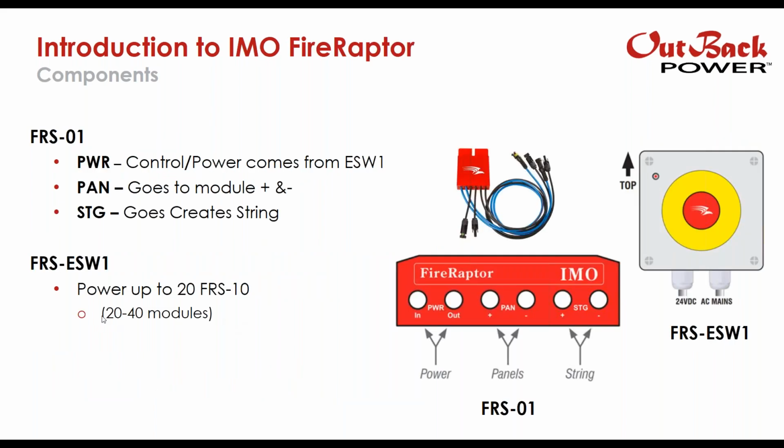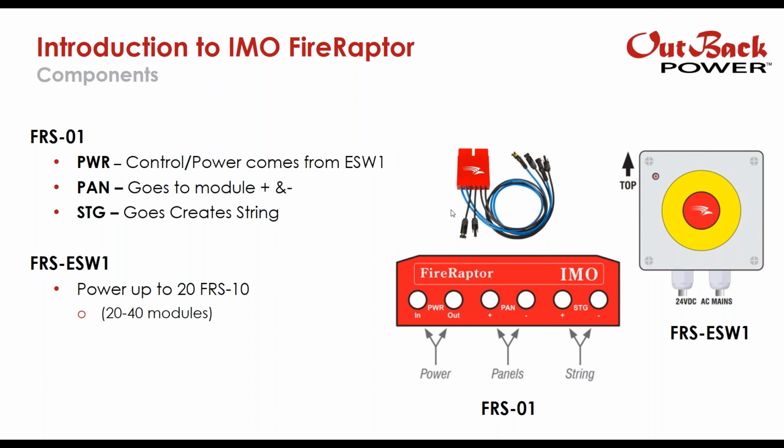All right, so now we're going to do an introduction to the IMOFire Raptor and what components are involved here. There are 2 main components. We have the Fire Raptor Rapid Shutdown -01, or the FRS-01. And then we also have the Emergency Rapid Shutdown Switch 1, or what we call the FRS-ESW1. It's very similar. So we'll go over this one first, the FRS-01.